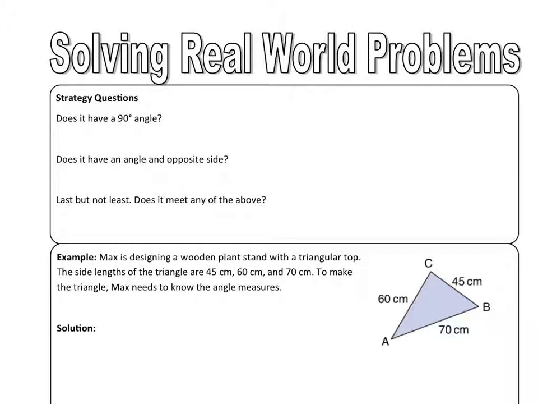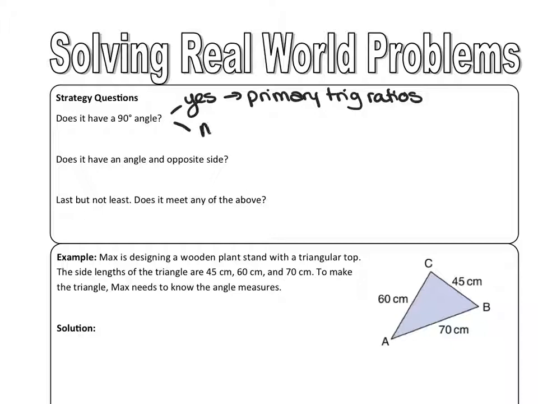So when we go to solve any real world problems, there's a couple questions I want you to ask in order to decide: am I going to use the primary trig ratios? Am I going to use sine law? Or am I going to use cosine law? So the first question is, does it have a 90-degree angle? That's really the first thing you should always be asking yourself. If the answer is yes, then you're going to use your primary trig ratios. It's usually the easiest to go to that.